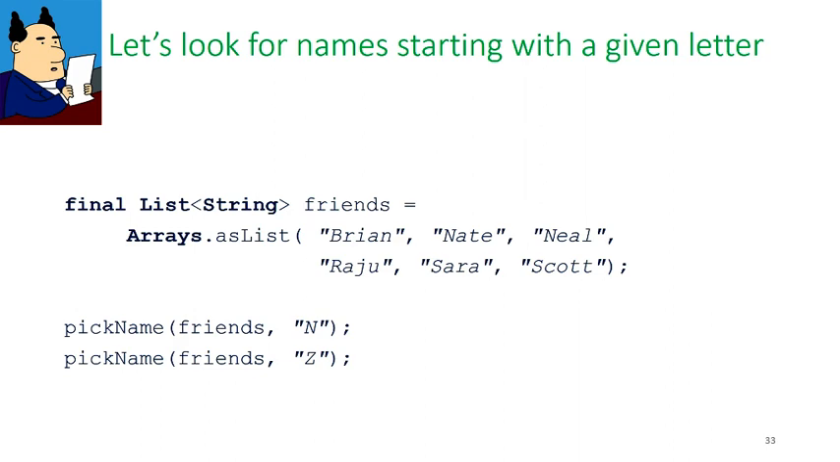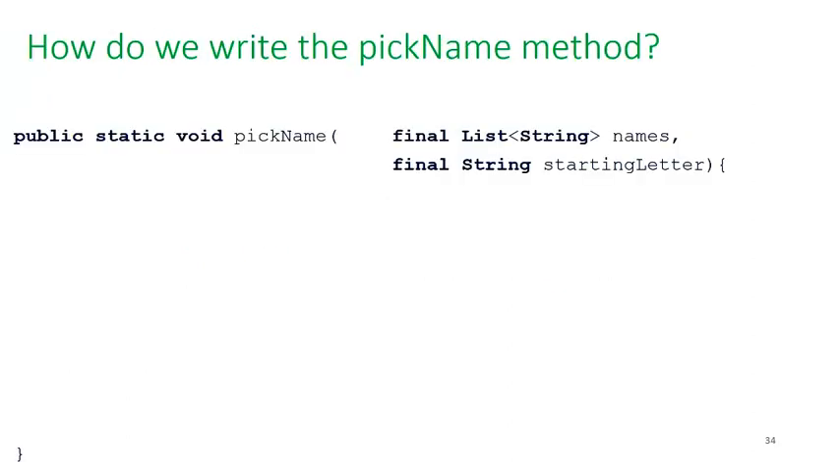So we are going to go back to our list of friends here. We have a final list of string friends, and we use Arrays.asList here to initialize it with a bunch of names. So we have 6 first names here. What we want to do is define this pickName method here, pass the list of friends, and say, like we did in the previous example, we want to extract all the names that start with a letter, for example, N or Z. So we are going to iterate over the simple example over and over to introduce progressively new techniques.